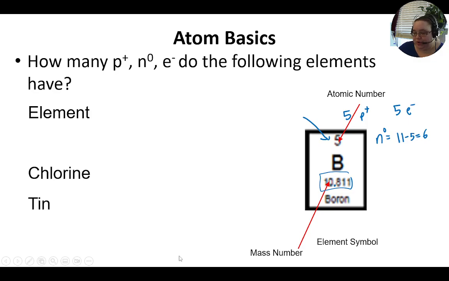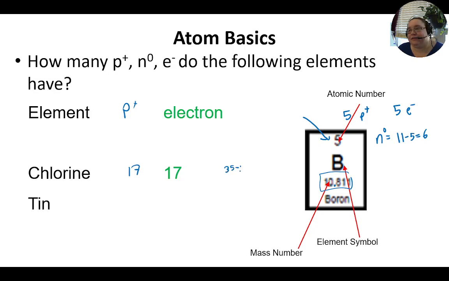Going back to answer our questions. For chlorine, its number of electrons is 17. Its number of protons is also going to be 17. And its neutrons are going to be whatever 35 minus 17 equals. With a handy calculator, 35 minus 17, it's going to be 18. That's going to be my neutrons.